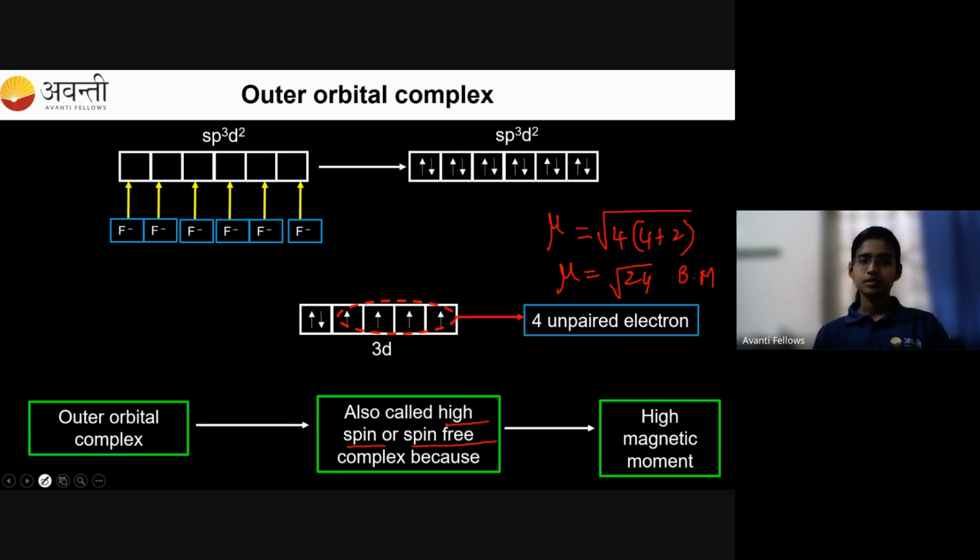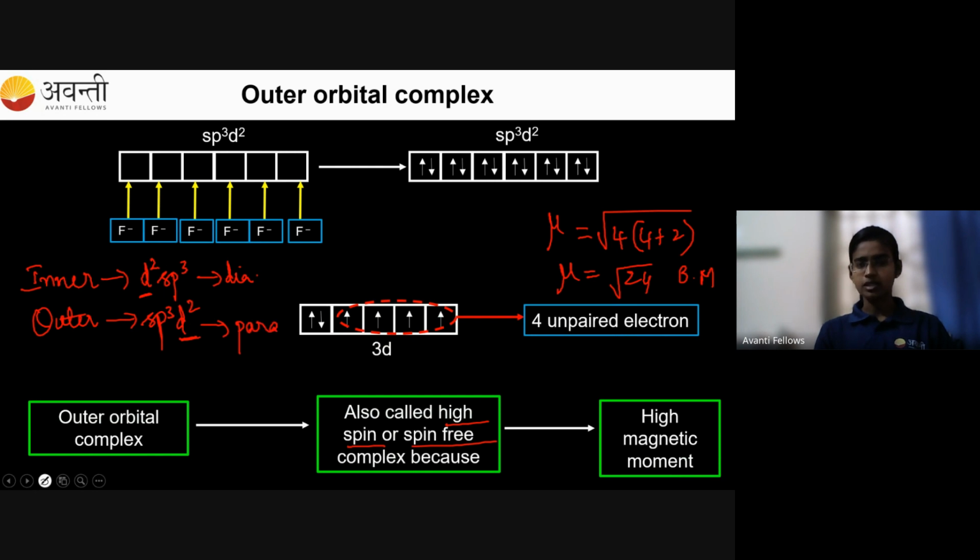If it is clear to you, just put a thumbs up or type yes in the chat box. So what I have told you: the first one is inner orbital complex. The inner orbital complex uses d2sp3 hybridized orbitals, and the outer orbital complex system will use sp3d2 orbitals. Inner d orbital is used in one, and here the outer d orbital is used. Mostly, inner orbital complexes will be diamagnetic in nature and outer orbital complexes will be mostly paramagnetic in nature. So this is the gist of these two.